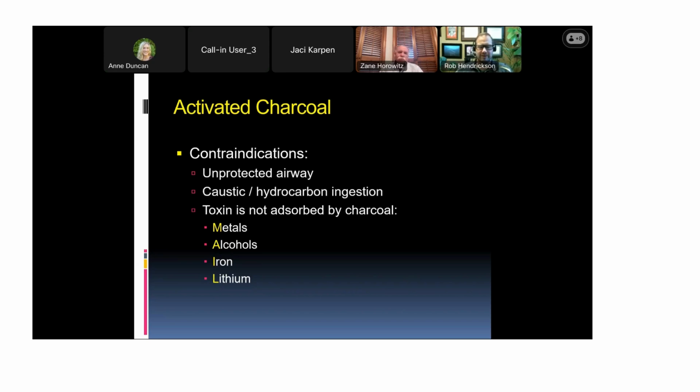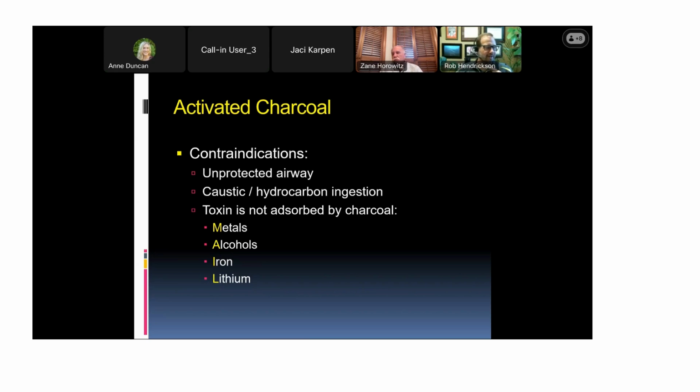And then the things that are not adsorbed, this is one of the mnemonics I've seen, but I think really what it comes down to is iron and lithium are the main pharmaceuticals that are not adsorbed very well to charcoal. Metals, it's kind of a mixed bag, but we always include it. And then the alcohols, the volume is so large that the amount that charcoal would adsorb is meaningless, and so we wouldn't use those at all.